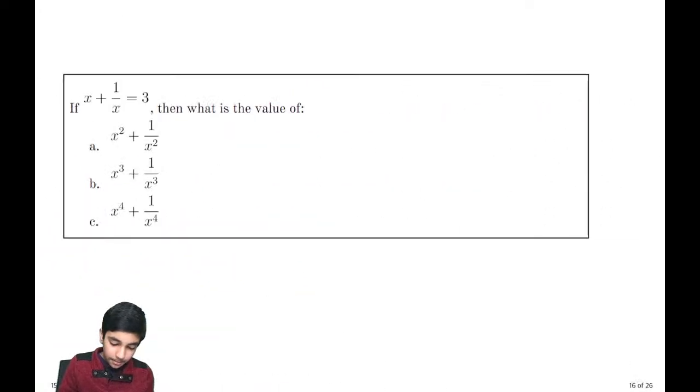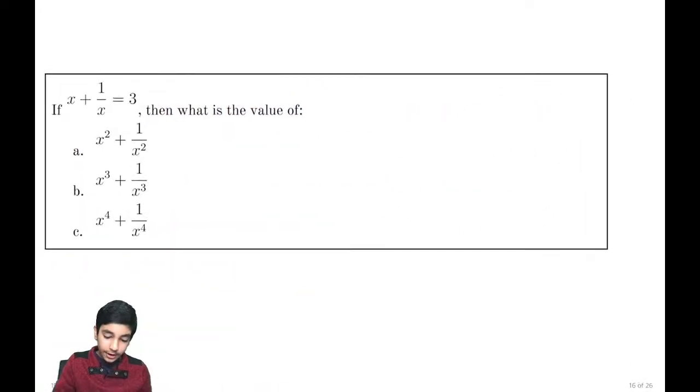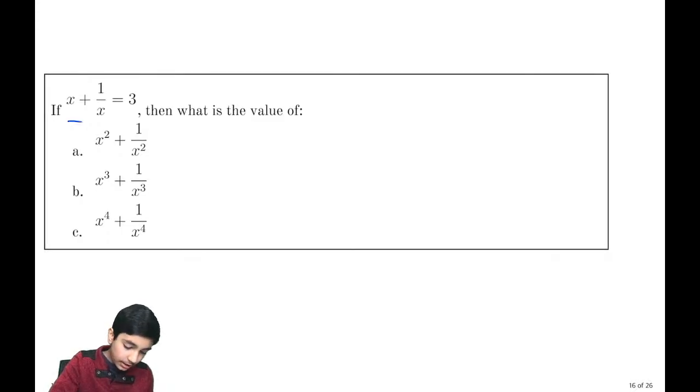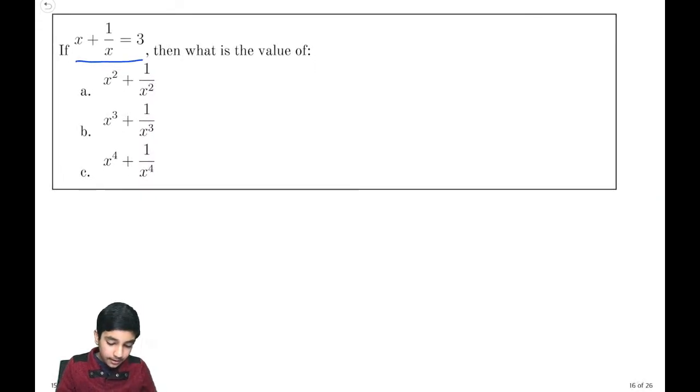Okay, so now let's take a look at these types of problems where we have x plus 1 over x equal to some quantity, and we want to find expressions in terms of it. So x squared plus 1 over x squared, how do we find that in terms of x plus 1 over x? One way, the hard way, is just to directly find the value of x. But that will be hard, and squaring it and then taking 1 divided by that doesn't take too much effort.